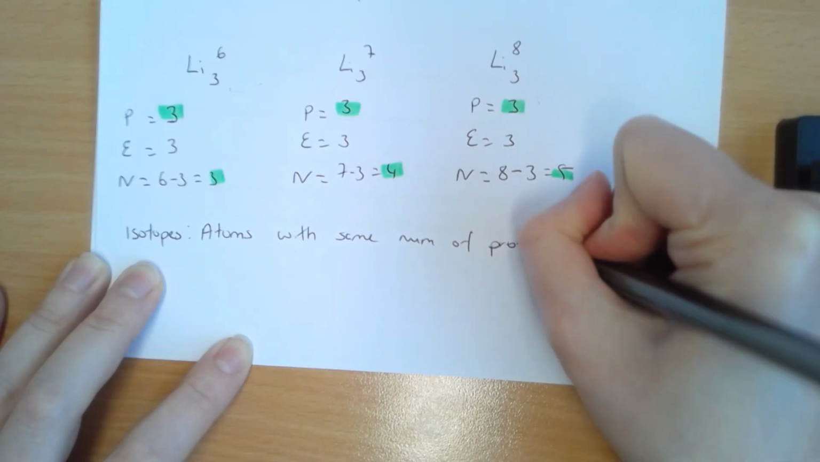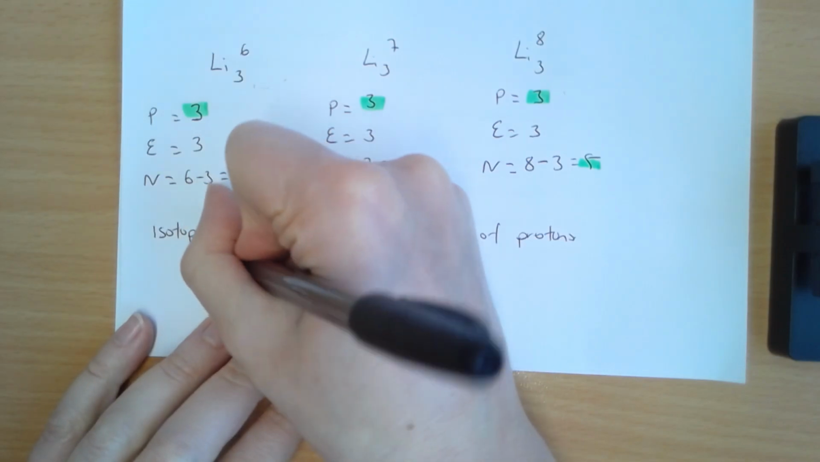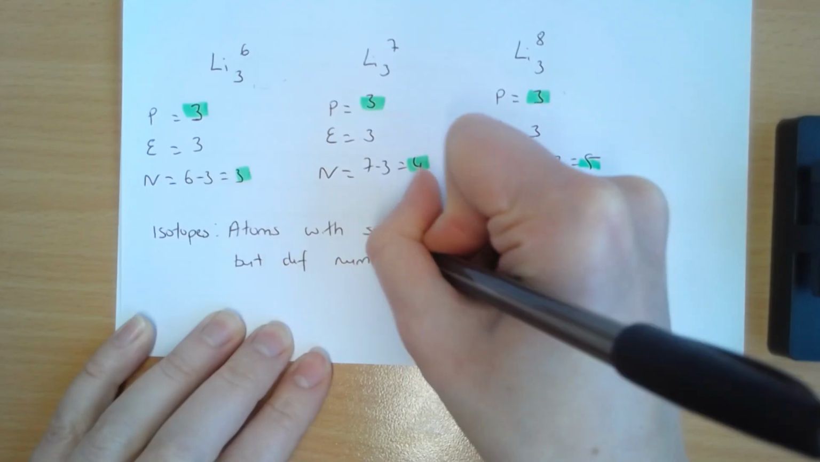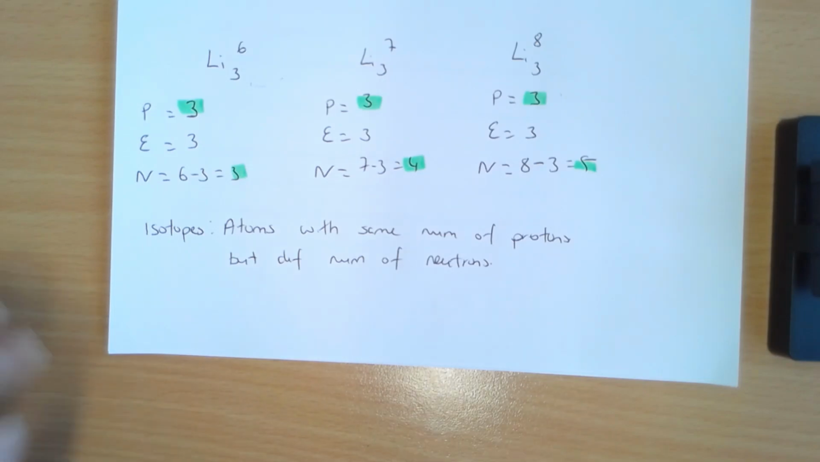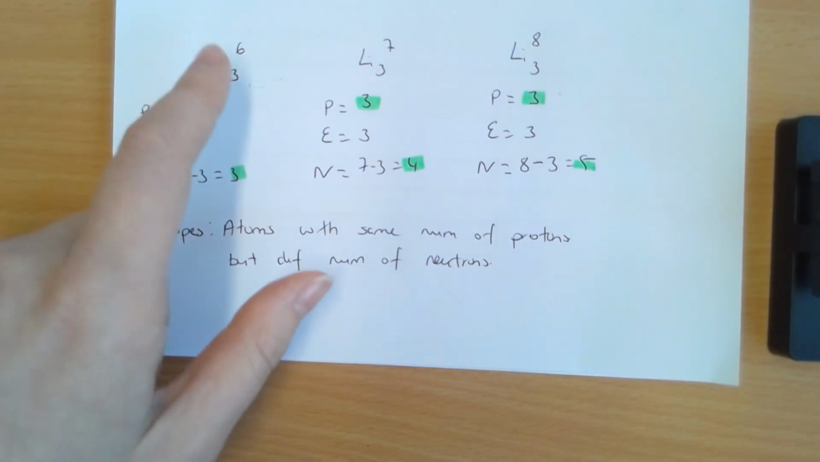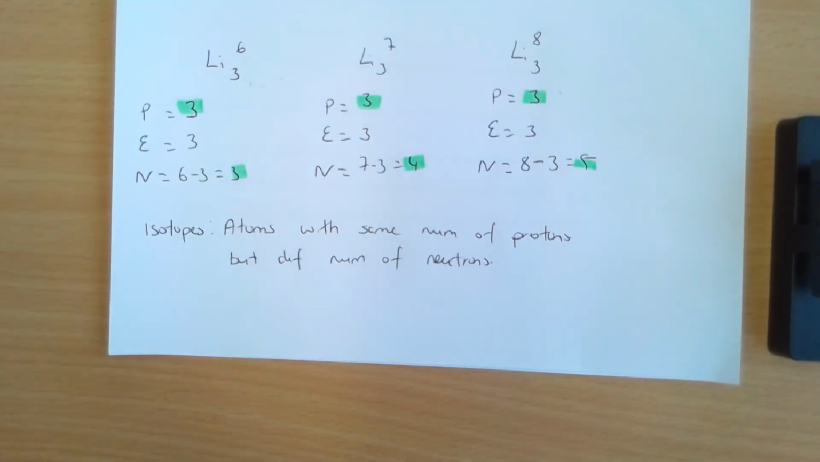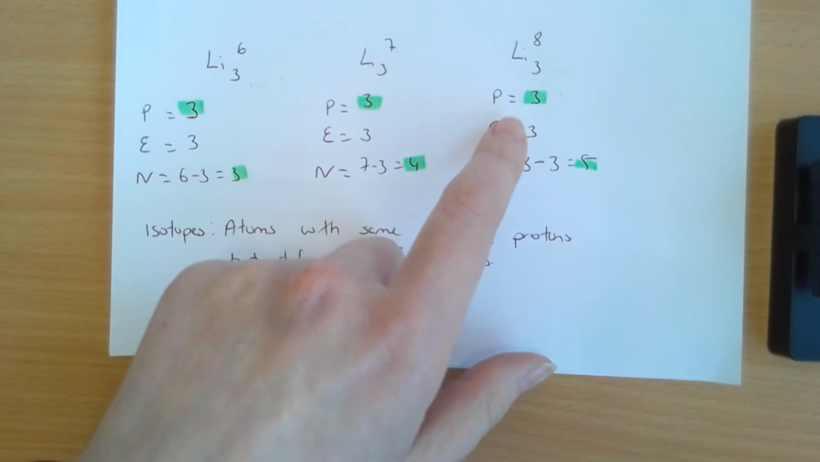You don't need to mention electrons at all, okay? So you say atoms with the same number of protons but different number of neutrons. So that's what isotopes are. Same number of protons but with a different number of neutrons. And they just occur naturally, okay? So lithium will just exist in 3 different forms. Because it's got 3 protons, that's how we say it's lithium. If it didn't have 3 protons, it just wouldn't be lithium. But because it's got 3 protons, we say it's definitely lithium, okay?